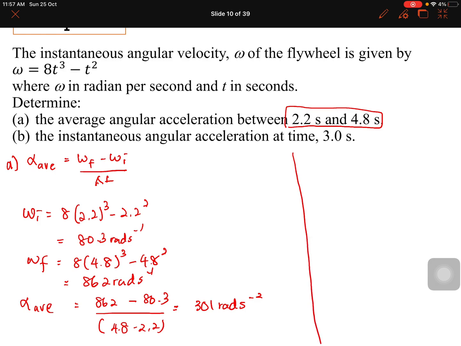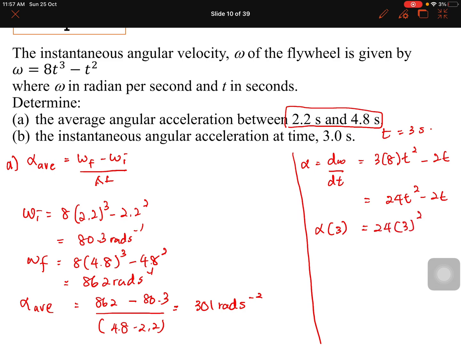Okay, second one is instantaneous angular acceleration at t equal to 3 seconds. So at t equal to 3 seconds, alpha equal to d omega over dt. Basically it's a simple equation, so you can just differentiate it. Okay, so 3 kali 8 t square minus 2t. It's 24 t square minus 2t. So you sub the value for t equal to 3. 24 times 3 square minus 2 times 3. So you get 210 radian per second square.